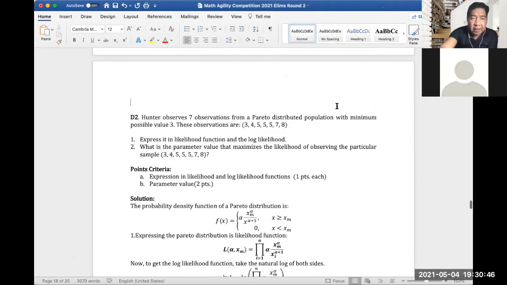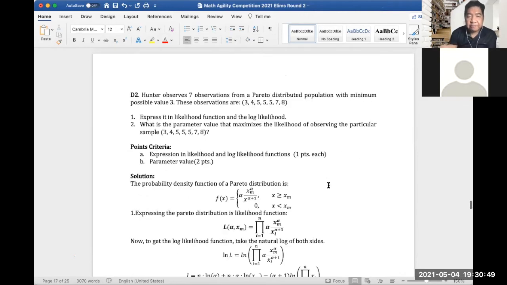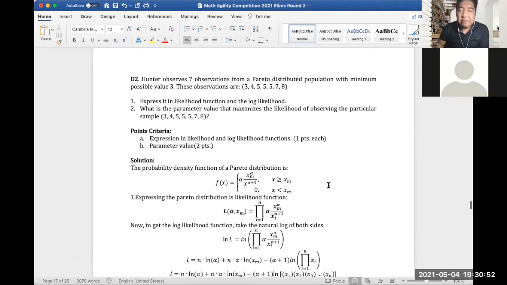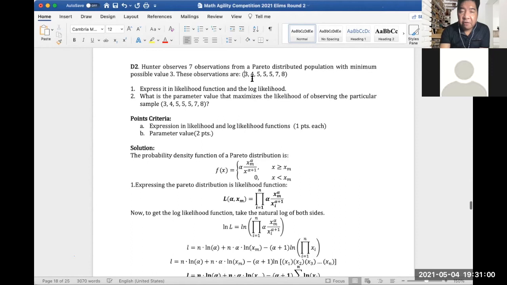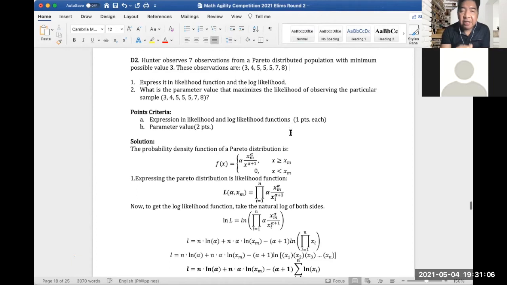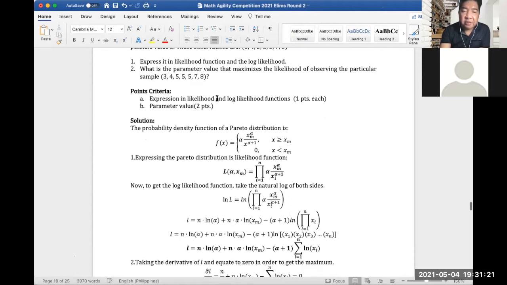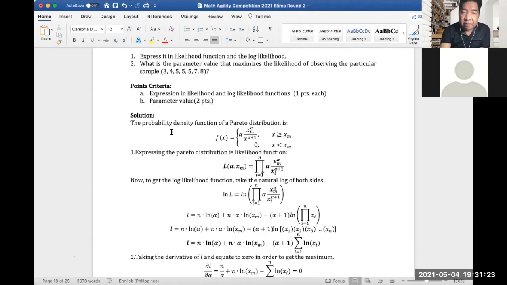So this is a statistics problem. Hunter observes 7 observations from a Pareto distributed population with minimum possible value 3. The observations are 3, 4, 5, 5, 5, 7, and 8. It is required that we express the likelihood function and the log likelihood. What is the parameter value that maximizes the likelihood of observing the particular sample 3, 4, 5, 5, 5, 7, and 8? First, the probability density function of a Pareto distribution is this.